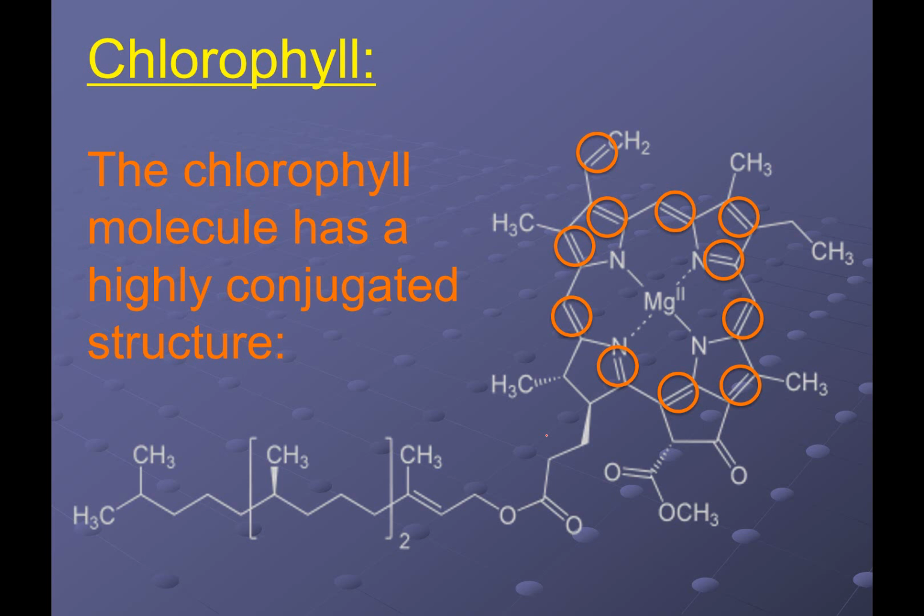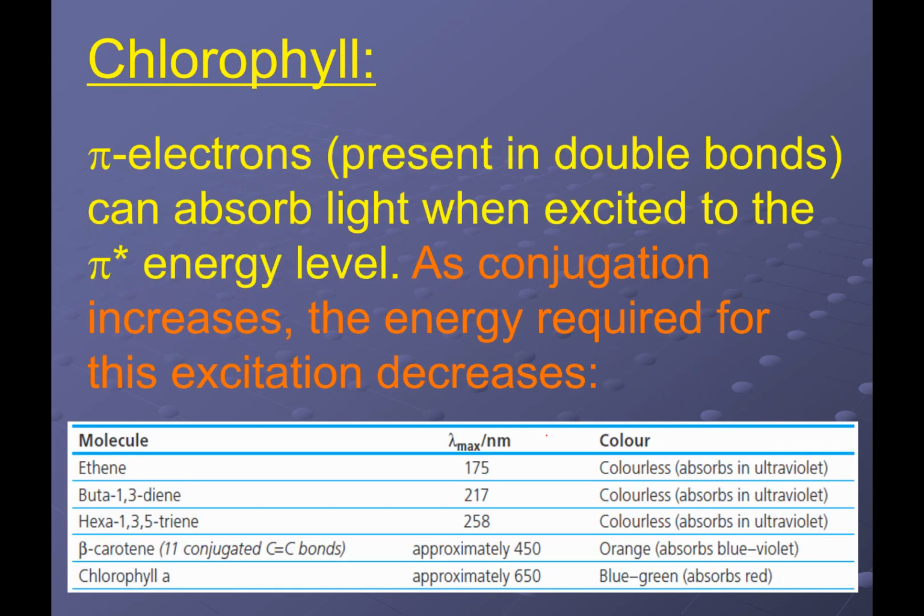Why this conjugated system? Why does it matter that there's this double, single, double sort of nature here? We know the electrons that make up that double bond are actually pi electrons. Those pi electrons that are present in the double bonds can absorb light energy. And this light can range in many different frequencies. When they absorb light, they can be excited to a pi star energy level. So it's basically jumping an energy gap from the bonding orbitals to the anti-bonding orbitals here.